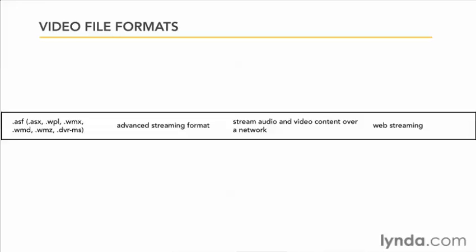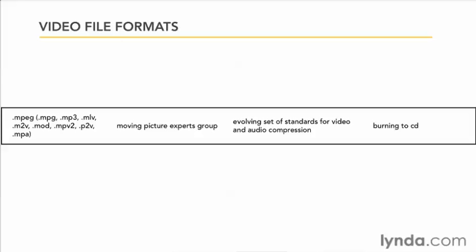Advanced Streaming Format, or ASF, is another common Windows Media file type that was originally designed for use with Windows Media Encoder and Streaming Server. This file format stores synchronized multimedia data and can be used to stream audio and video content, images, and script commands over a network.